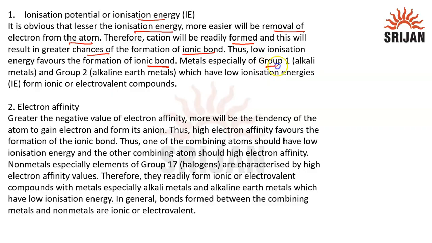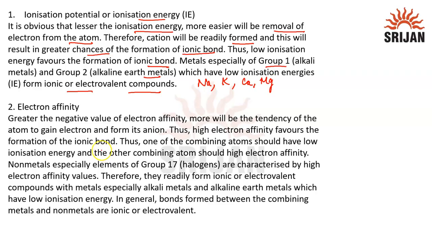Metals which are of group 1, the alkali metals, and group 2, the alkaline earth metals, have low ionization energy. So they form ionic or electrovalent compounds. They can easily lose their electron. For example, we have sodium, which is an alkali metal, potassium, calcium, magnesium. All these metals can easily lose electron because they have low ionization energies.